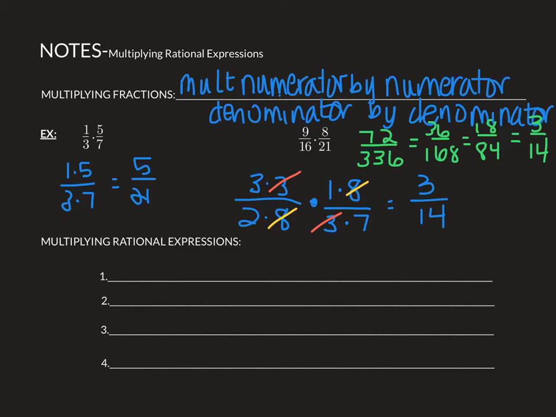Okay, so let's go through four steps that I'm going to go through when I multiply rational expressions. The first thing I'm going to do is factor the numerator completely. Numerator being the tops of the fractions. I'm going to put numerators because there could be more than one. Numerators completely. Completely means we look for everything. We take out greatest common factor. We do trinomials. We do difference of squares if we need to. We just make sure we cover everything and get it all factored out.